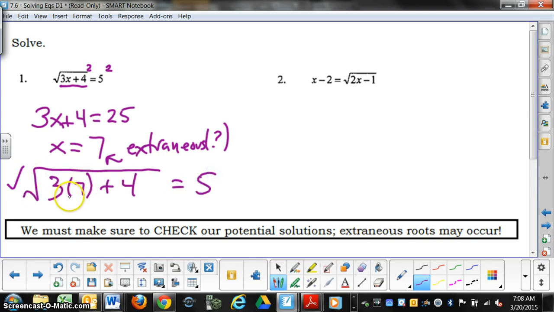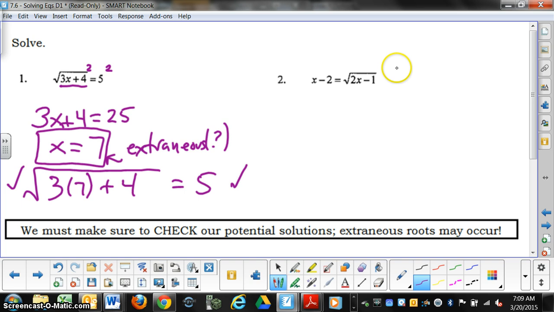3 times 7 is 21. 21 plus 4 is 25. The square root of 25 is 5. Check. I like my answer a whole lot more right now. Not too bad, not too bad.